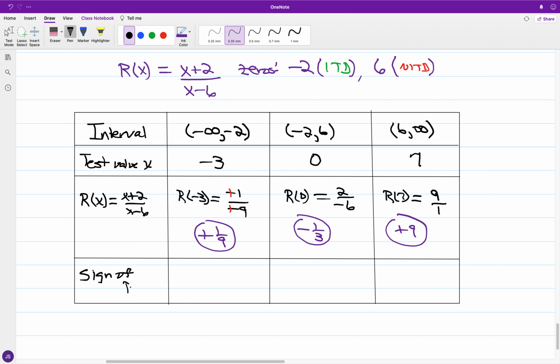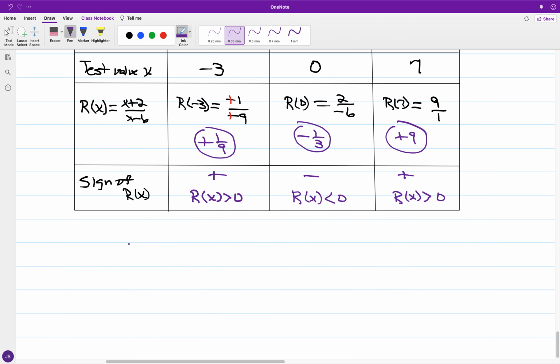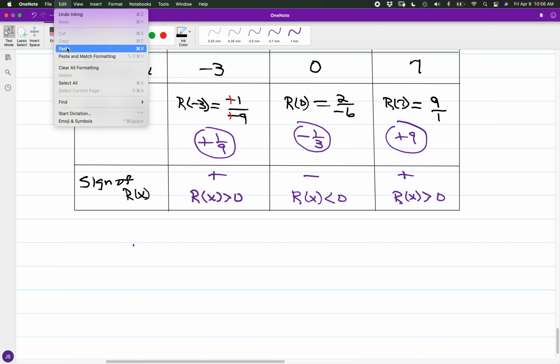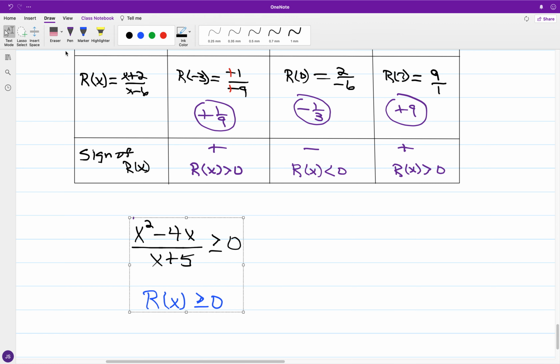And in the case of the sign of r of x, for the first subinterval, that is going to be a positive, so r of x is greater than 0. Next, we have a negative, so r of x is less than 0. Then for the last, we have a positive, whereupon r of x is greater than 0. And just going back to our original inequality. Let's see if I copied that. No, I didn't.